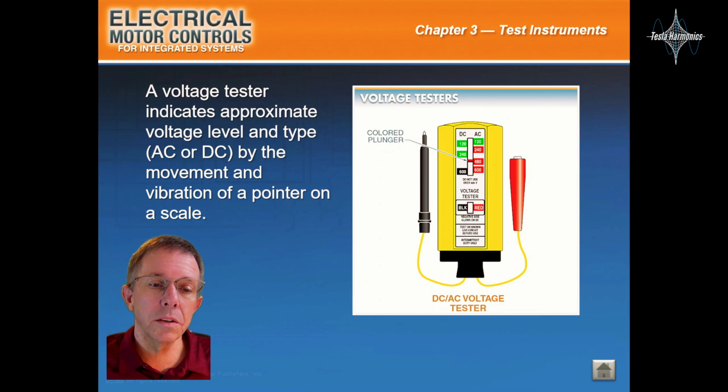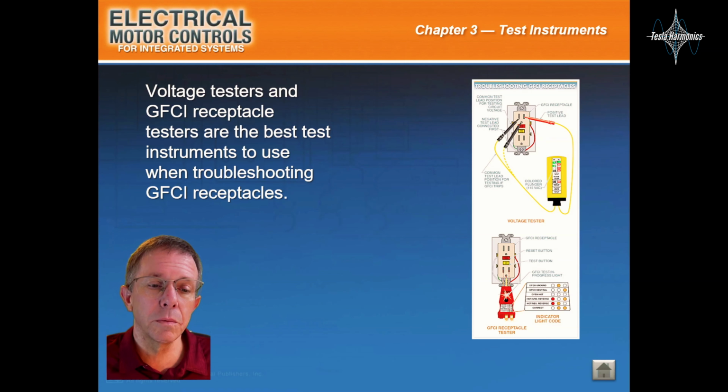A voltage tester indicates approximate voltage level and type, AC or DC, by the movement and vibration of a pointer on a scale. Voltage testers and GFCI receptacle testers are the best test instruments to use when testing GFCI receptacles.